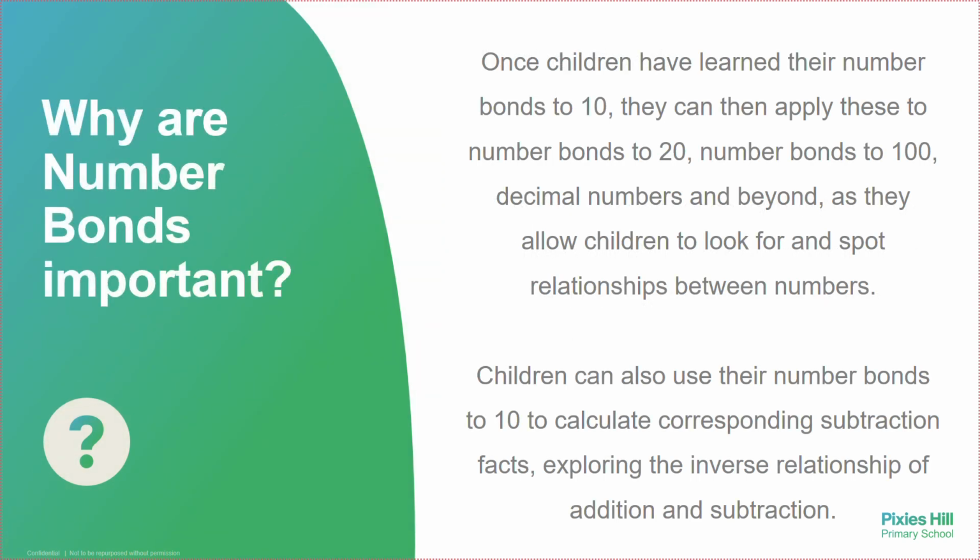Why are number bonds so important? Once children have learned their number bonds to 10, they can then apply these to number bonds to 20, number bonds to 100, decimal numbers and beyond, as they allow children to look for and spot relationships between numbers. Children can also use their number bonds to 10 to calculate corresponding subtraction facts, exploring the inverse relationship of addition and subtraction. For example, if children know 3 add 4 is 7 and 4 add 3 is 7, they will be able to know that 7 take away 4 is 3 and 7 take away 3 is 4.